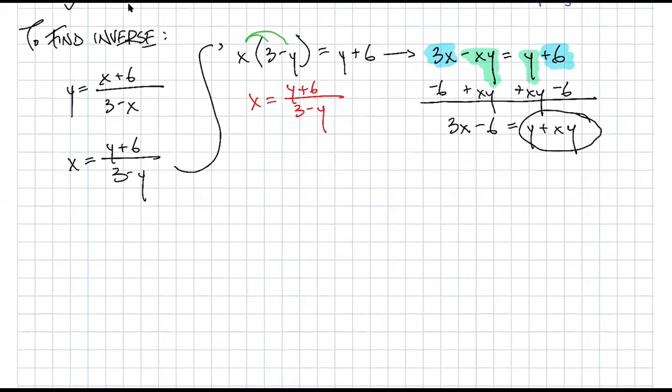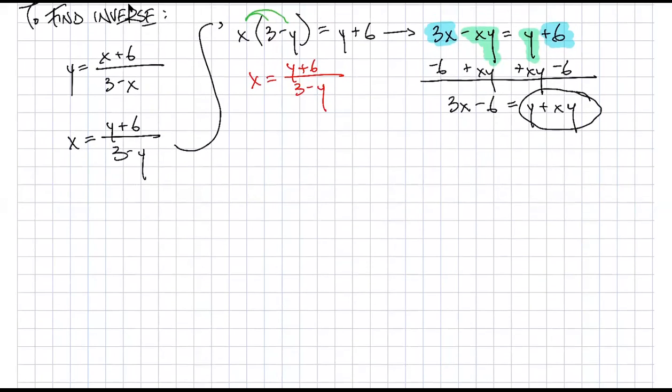Now, I don't want to put this in red because it's not wrong. It's actually also correct. Let's do this in the green. Let's say we did what Richard did. 3x minus xy equals y plus 6. So Richard said subtract the y and subtract the 3x.